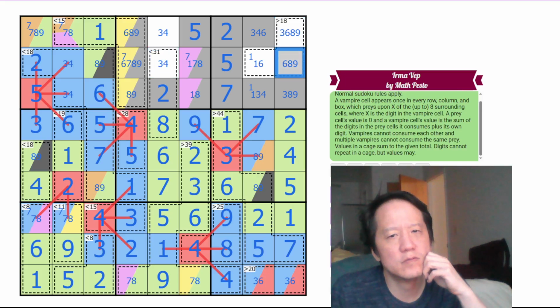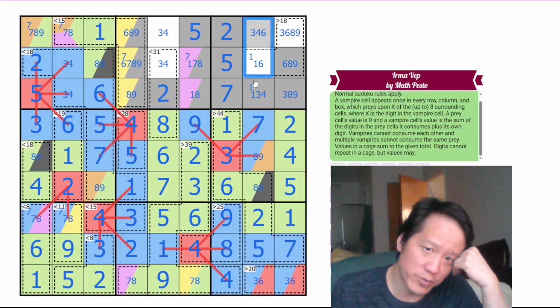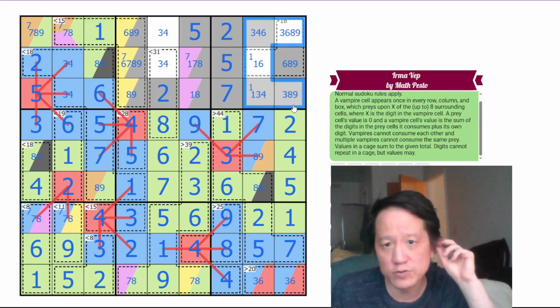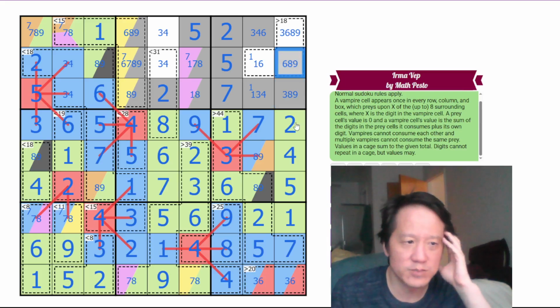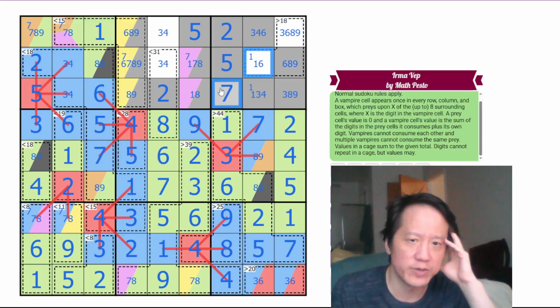Okay. This can't be a vampire because it can only vampire out 5 at most. But it has to be 6 at least in value. This could be 1 in vampire, then these two it vampire something else. It seems fine.